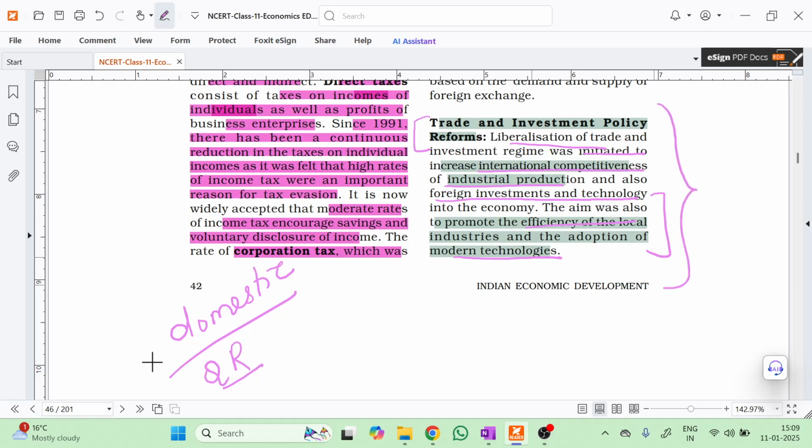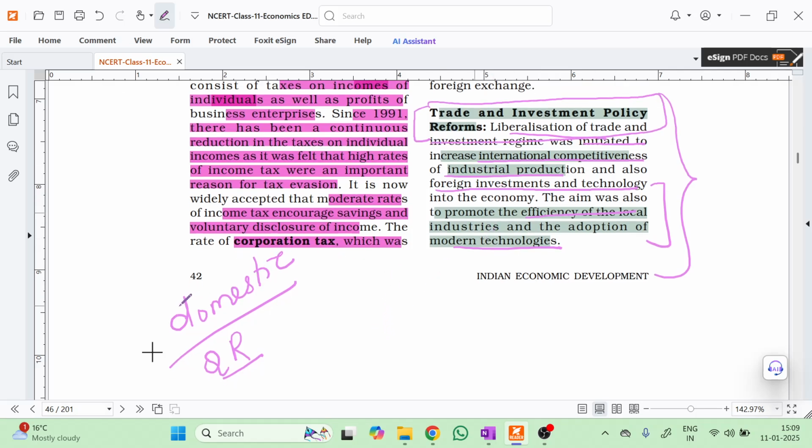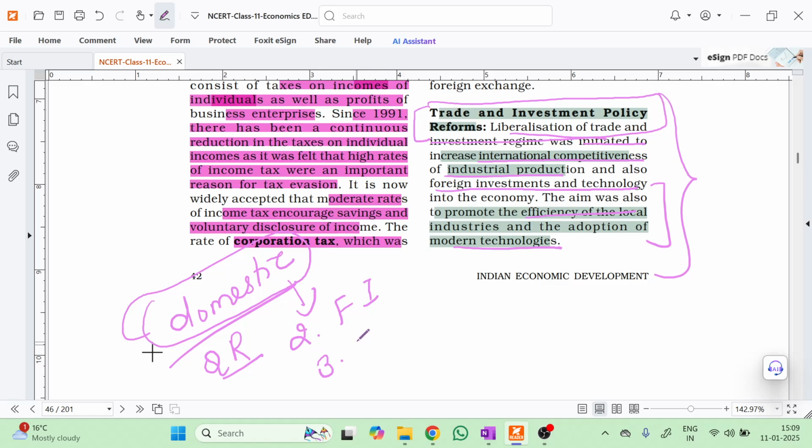So all in all, in short, the whole trade and investment reform revolves around increasing the international competitiveness of domestic industry. The second aspect was to increase foreign investment, and the third aspect was to adopt modern technology.